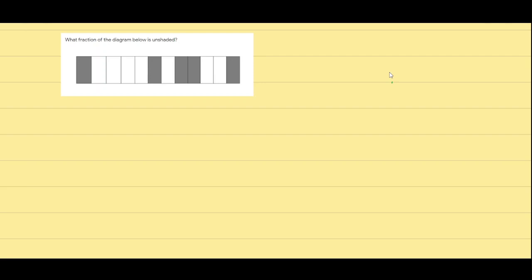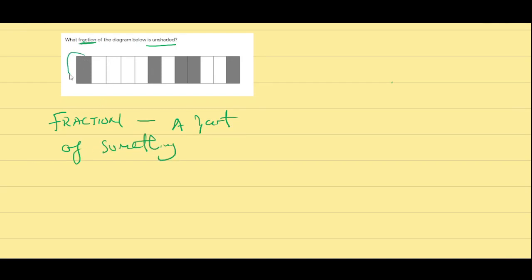Here we are given a very nice diagram consisting of rectangles arranged in parallel to each other, and we are asked what fraction of the diagram is not shaded, is unshaded. When we hear this word fraction, fraction means a part of something. So here you have a whole figure, and you want part of it.